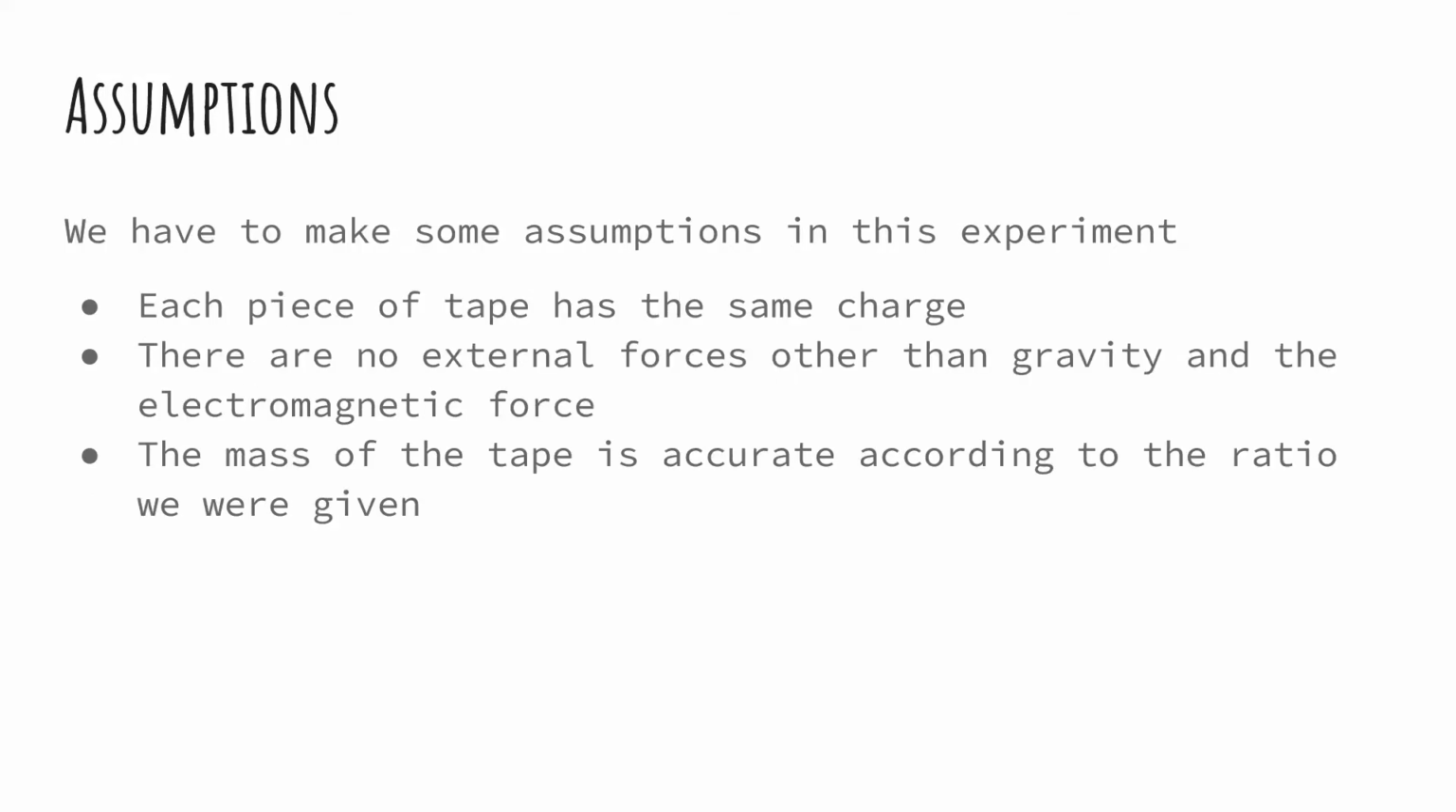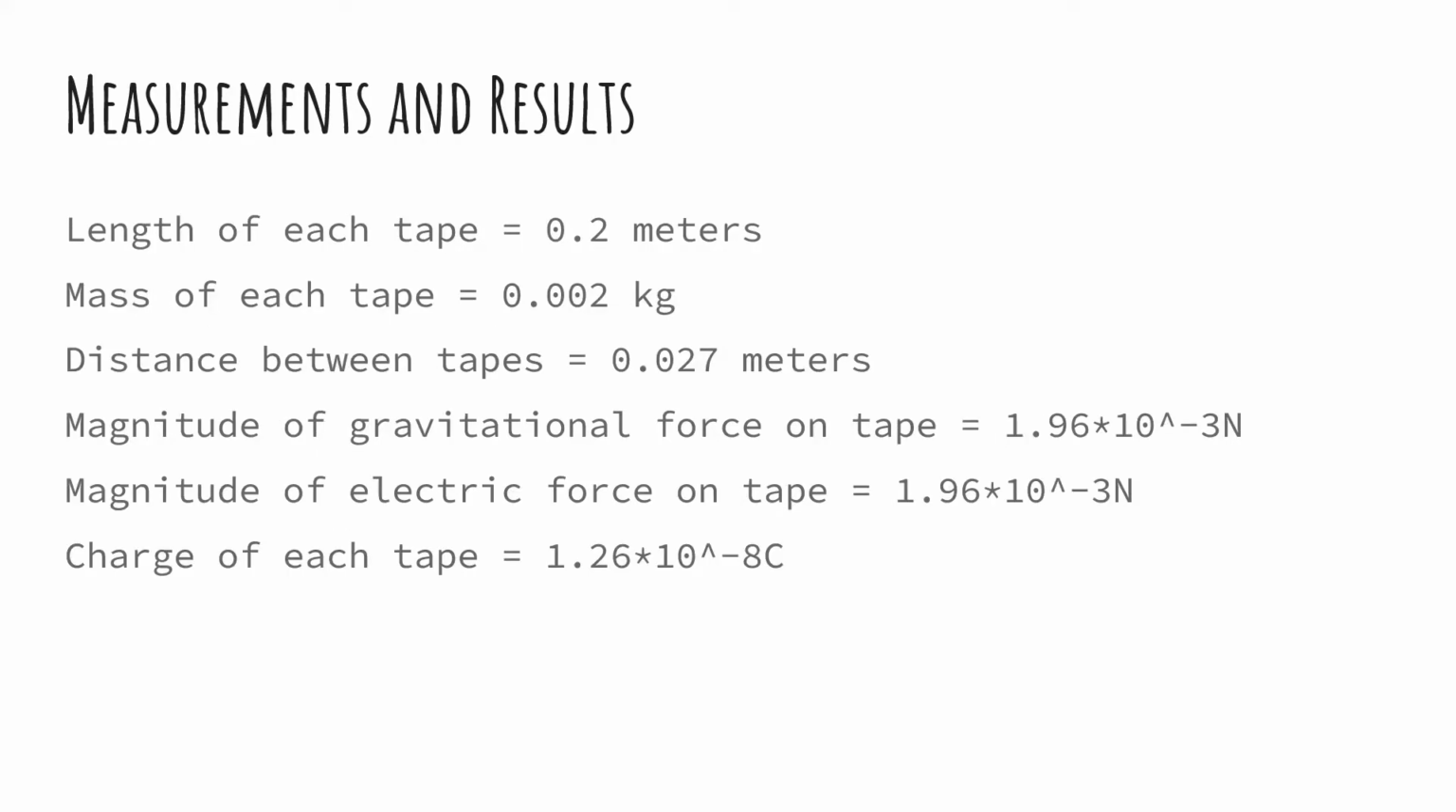We made a couple of assumptions in this experiment. One of them was that each piece has the same charge. This is not necessarily true. And also that the charge was evenly distributed throughout the tape. Then there were no external forces other than gravity and the electromagnetic force, so there's no air resistance or anything like that. And then also the mass of the tape is accurate according to the ratio we were given. That's not necessarily true for all the tapes, but that's another assumption that we made. Here are some of the measurements and results.